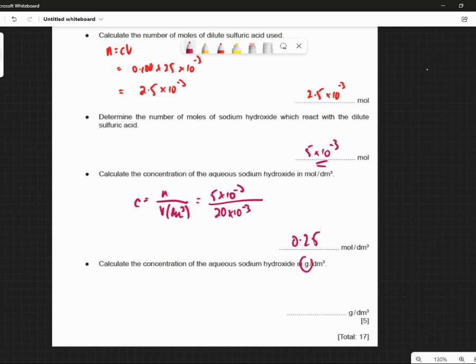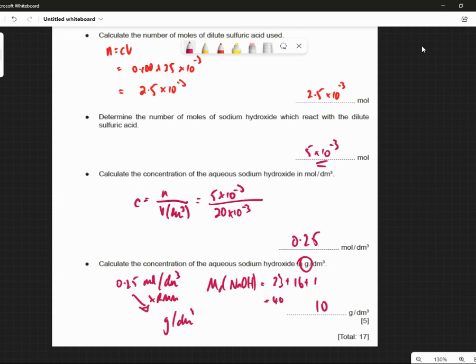Calculate the concentration in grams per decimeter cubed. Now we have 0.25 moles dissolved in 1 decimeter cubed, and I want to find out how many grams are dissolved in that. Well, I simply times by the relative molecular mass. The relative molecular mass of sodium hydroxide is, what's sodium? 23 plus 16 plus 1, which is 40. So 0.25 times 40 is 10 grams per decimeter cubed. And there you go. 17 marks there, piece of cake. Okay, that was quite a straightforward question.